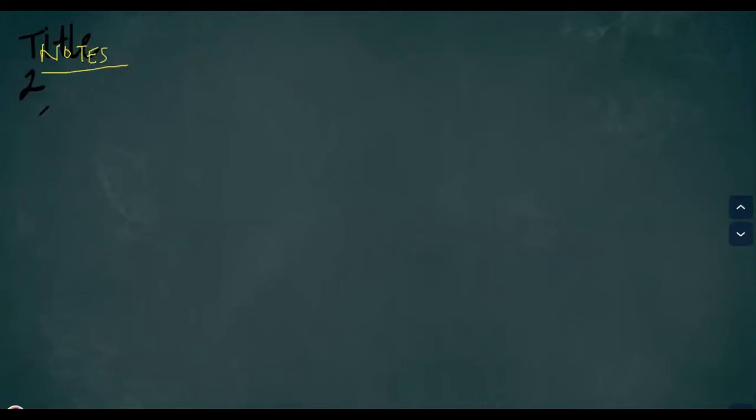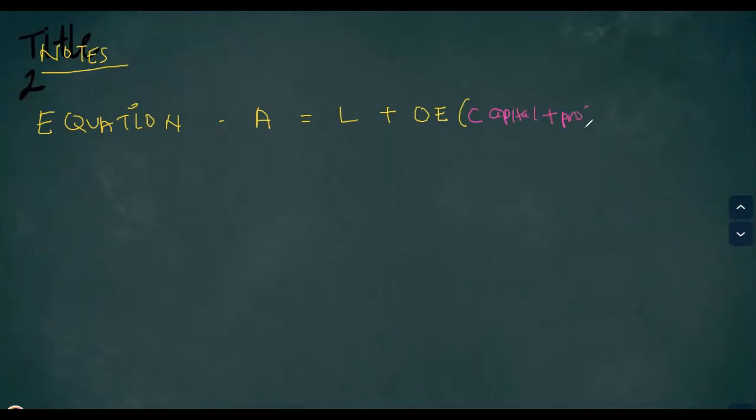Okay, there's a few things that you have to know on this chapter. Basically, all you have to know is the equation. What is the basic equation that we have learned so far? So the equation we have learned is asset equals liability plus owner's equity. Owner's equity can also be written as capital plus profit minus drawings. Right, so this is the equation that you have to know.